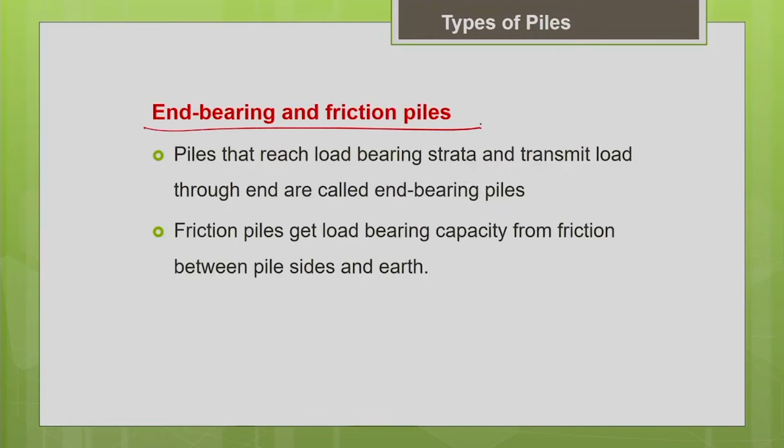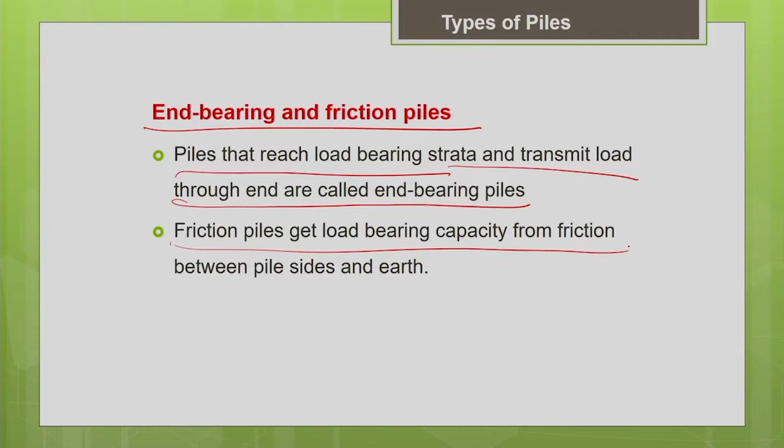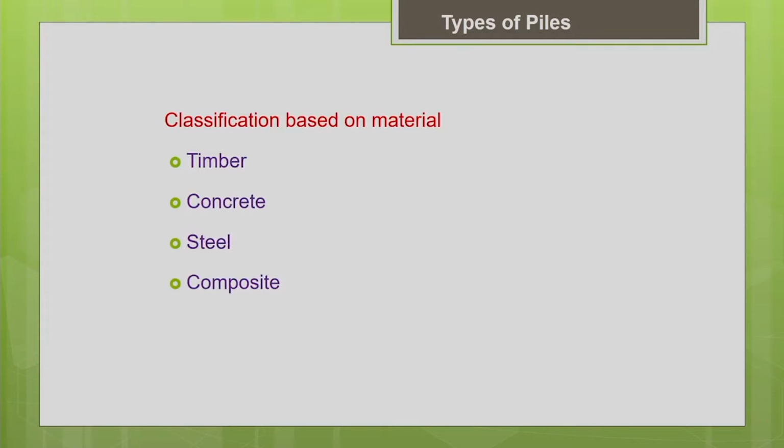So, this is what we discussed just now. The piles that reach the load bearing strata and transmit the load through the end are called end bearing piles. Friction piles get the load bearing capacity from the friction between the pile sides and the earth. Now we have discussed a few types of piles based on the application or the use. Now let us see the classification based on the material type.